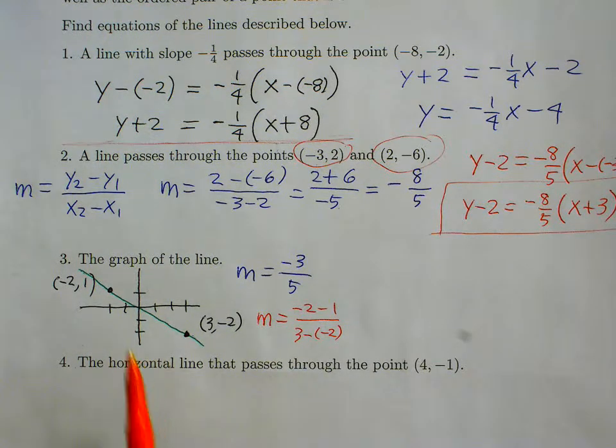Depending on how accurate your graph is, I wouldn't trust my graph to find the y-intercept. I don't believe that the y-intercept is the ordered pair 0, 0. I don't believe my graph.